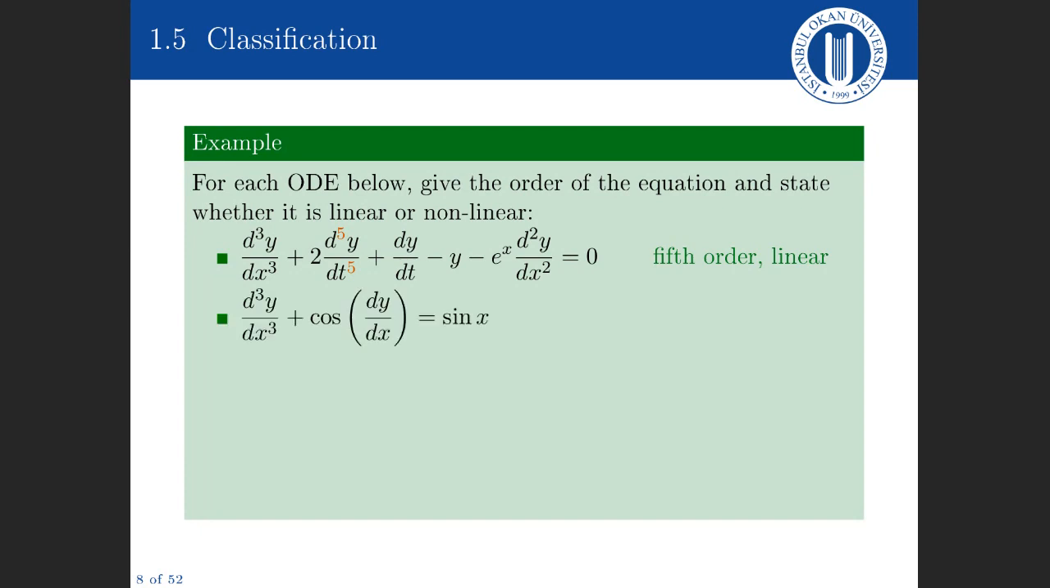Another example. d cubed y dx cubed plus cos of dy dx is equal to sine x. What is the order of this equation? The biggest derivative is 3, so this must be third order. Is this linear or non-linear? We start with a derivative of y that's on its own, that's okay so far, but then we have cos y. Cos is not a linear function, so this is not a linear equation. This equation is third order and non-linear.